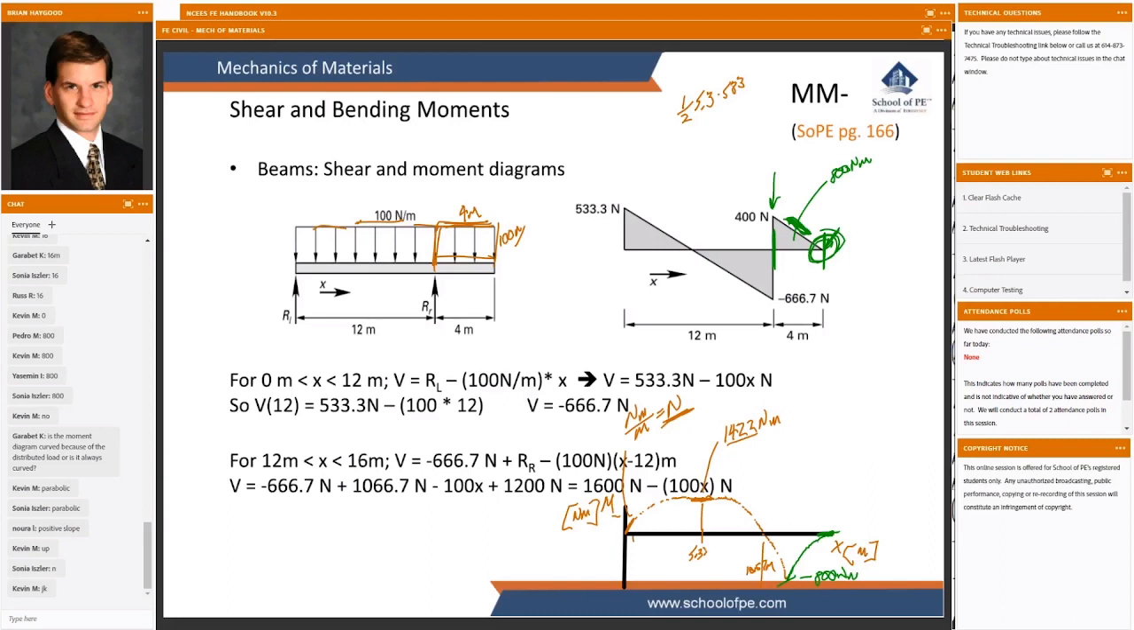Okay, but does that answer your question of whether the moment diagram curves because of the distributed load, or is it always curved? Okay, so there is no always anything. Not every moment diagram is the same shape. We're responding to what we see in the shear diagram to make that moment diagram.